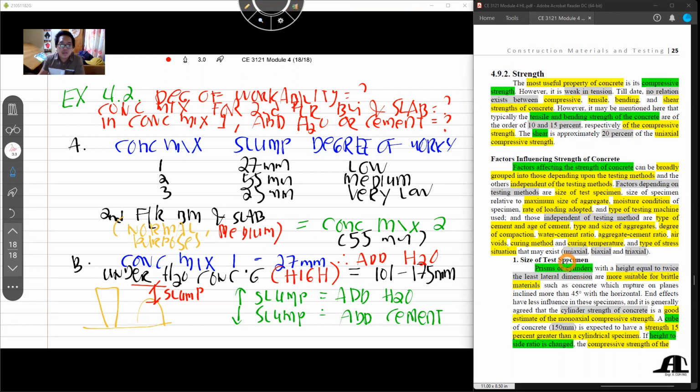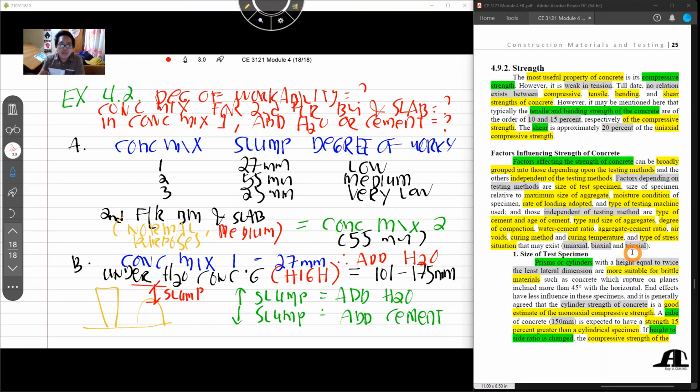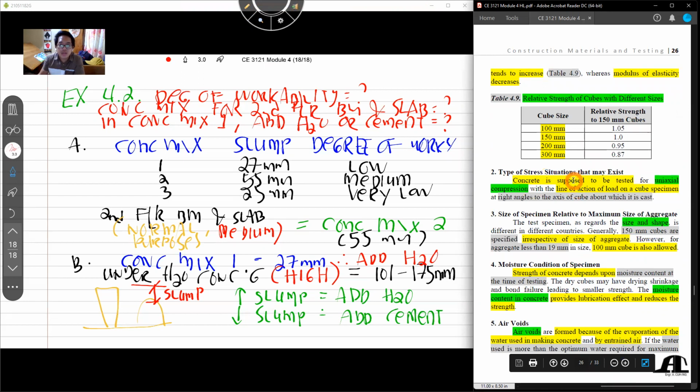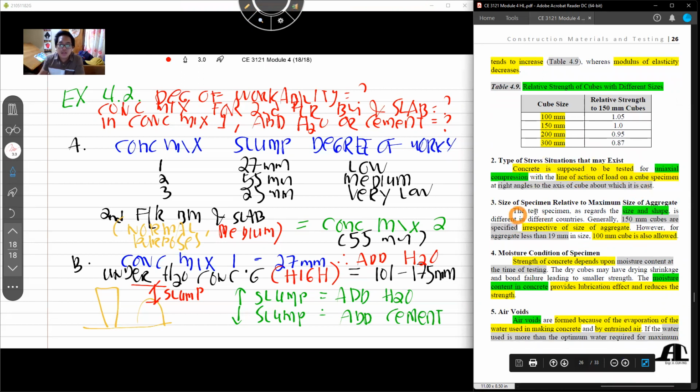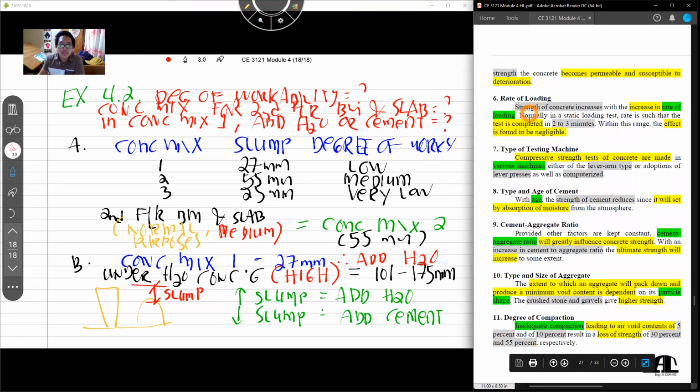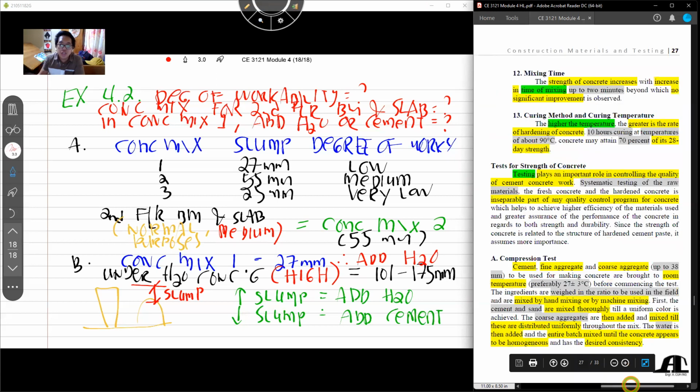Number 1, class, is the size of the specimen. There are many, class. Second is the type of stress situation that may exist. The size of specimen with regards to the size of aggregate, moisture condition, the air voids in the concrete, rate of loading, type of testing machine, the type and age of cement, the cement aggregate ratio, type and size of aggregate, the degree of compaction, mixing time, and lastly, the curing method and the curing temperature.